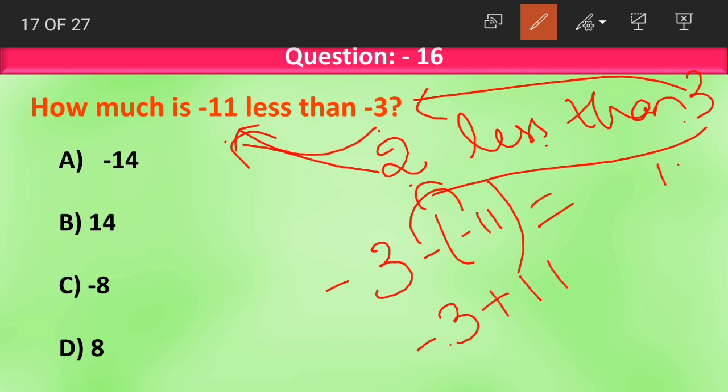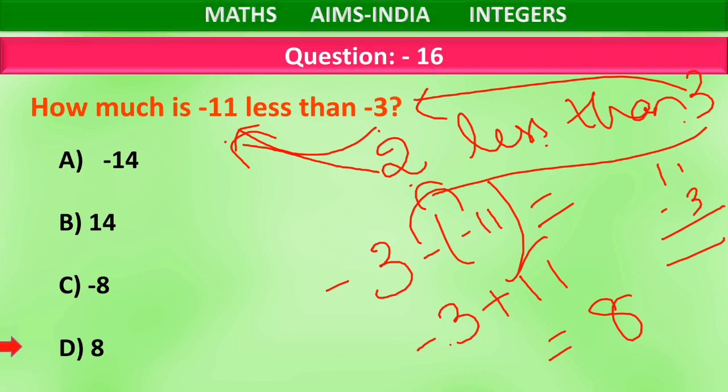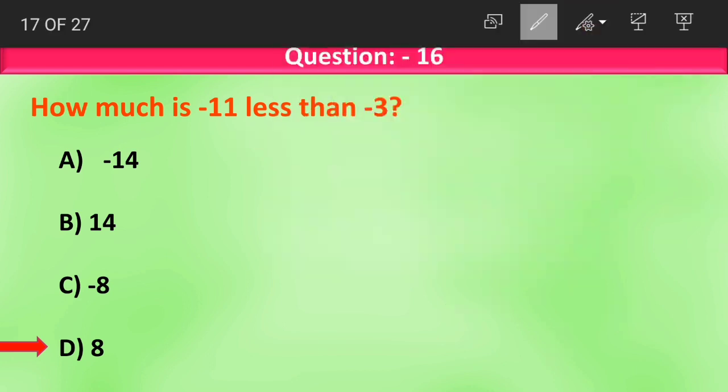Again, 11 minus 3 is what? 11 minus 3 is equal to 8. 11 is the higher absolute number. It has the positive sign. So the answer is also positive. Correct answer is what here? The correct answer is option D, 8.